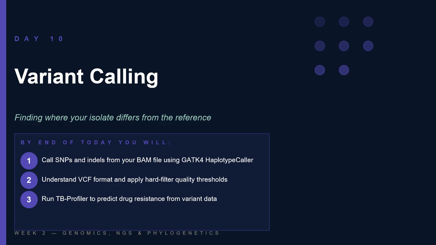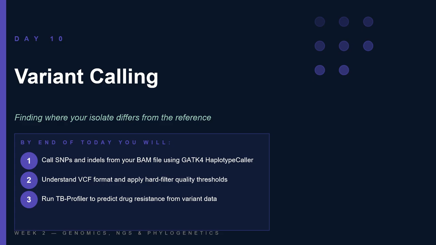So we call SNPs, or SNPs, depending on how you want to be fancy with it: single nucleotide polymorphisms. And then indels, insertions and deletions, from your BAM files using the GATK4 HaplotypeCaller. That's the tool to do the variant calling. So that's what we want to do.